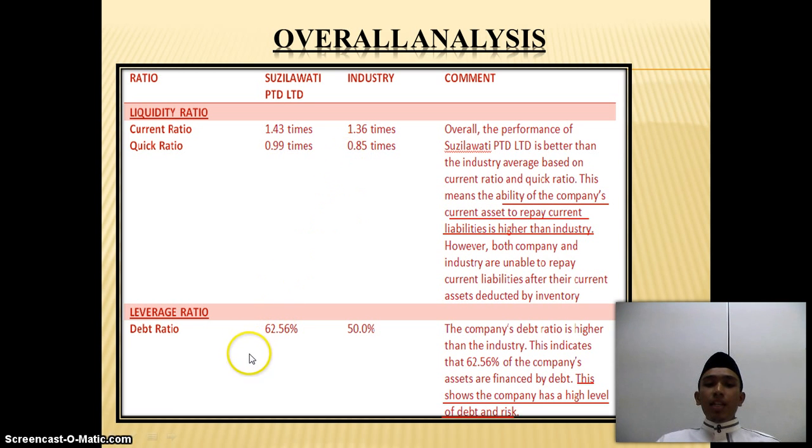So next is leverage ratio. Under leverage ratio, we have a debt ratio. Okay, so we can see that the debt ratio for the company is higher than the industry. So this shows that the company has a high level of debt and risk.